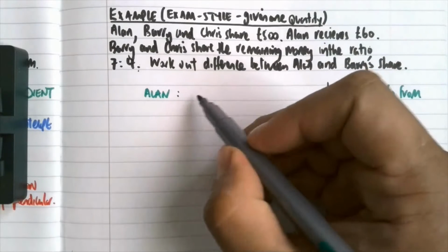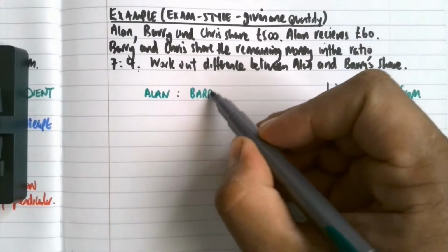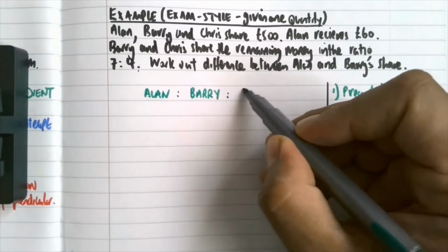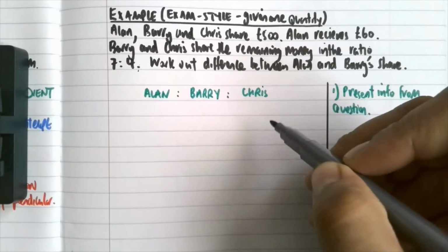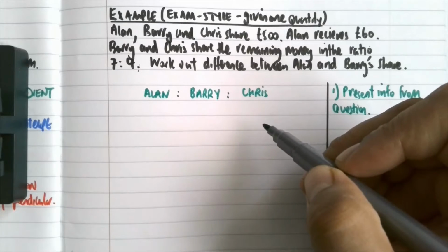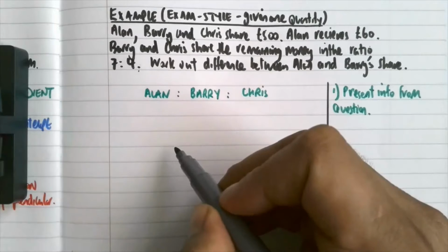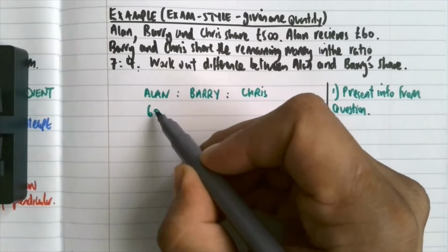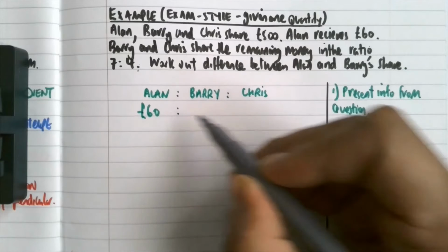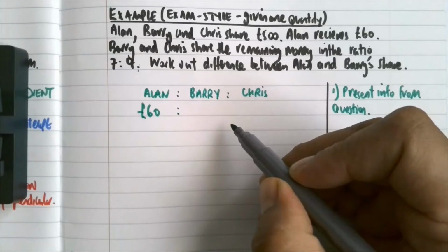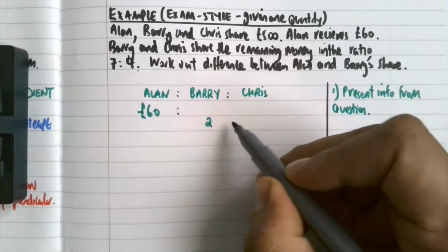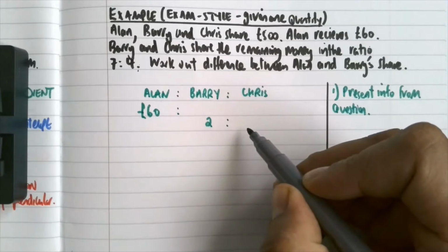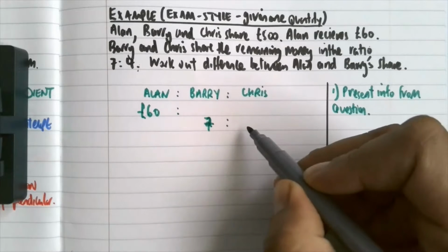So we'll present the information, Alan to Barry to Chris. Then we know that Alan gets £60, so £60 will be written under Alan's name. And we also know that Barry and Chris share the money in the ratio 7-4 of whatever's left. So we're going to write that on a new line so that we have space to fill in our workings out. That should be a 7-4.